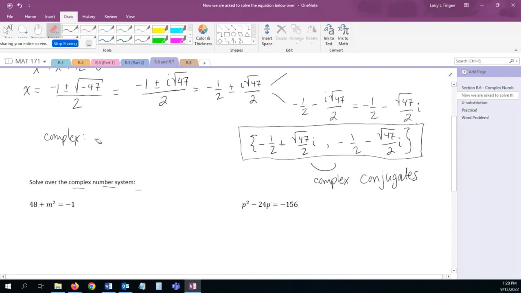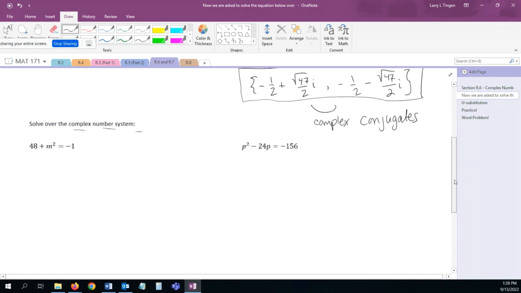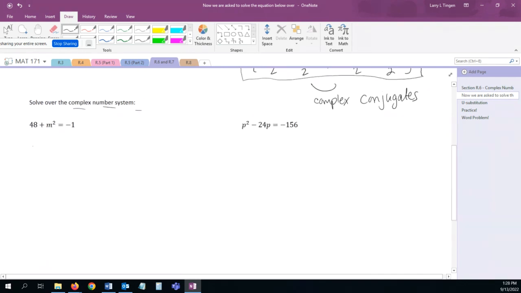So when we say give me the complex numbers, just understand the reals can be contained in that. So when I'm solving over the complex, that just means I can end up with i's in the answer, and it is fine. So let's solve this quadratic. m squared plus 49 is equal to 0.